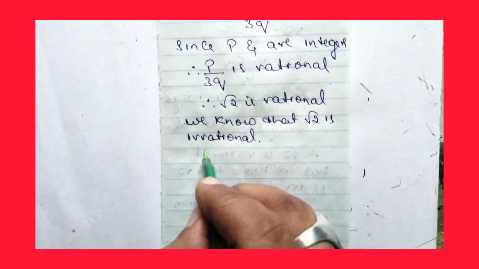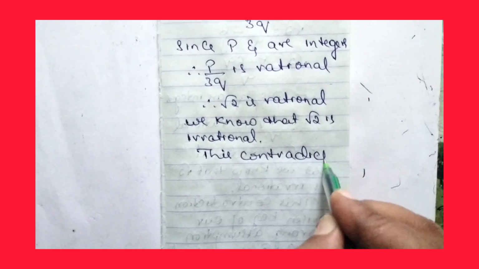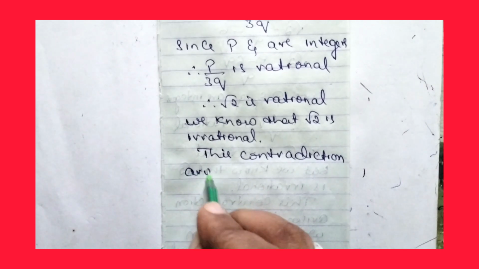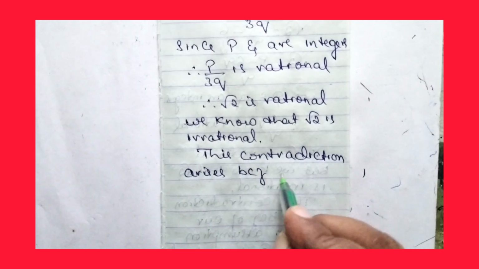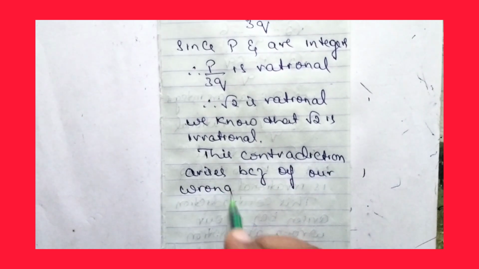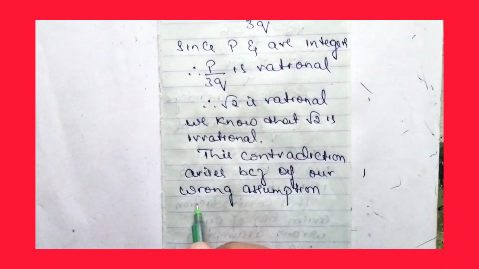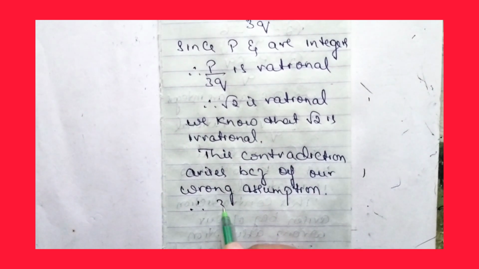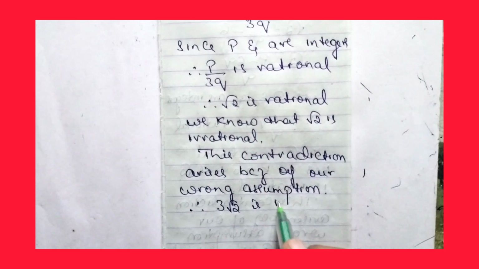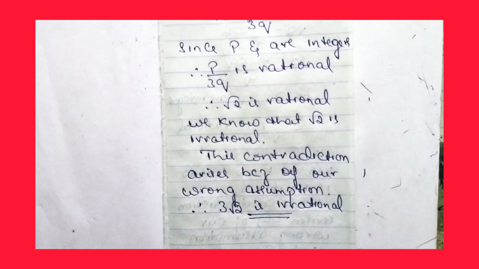This contradiction arisen because of our wrong assumption. Therefore 3 root 2 is irrational. So like this we have to prove that 3 root 2 is irrational. Now let us move for the next question.